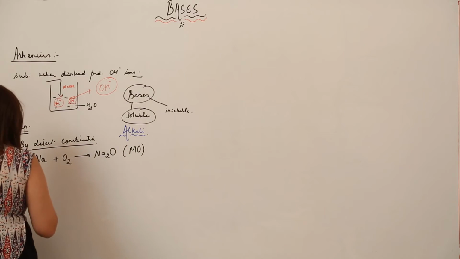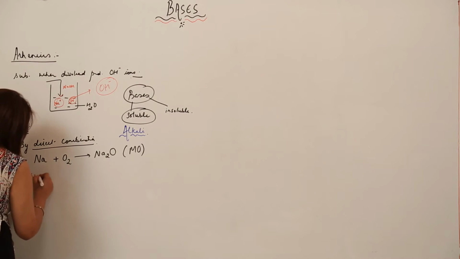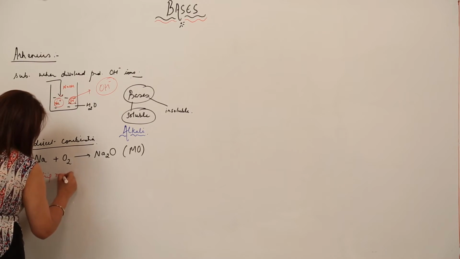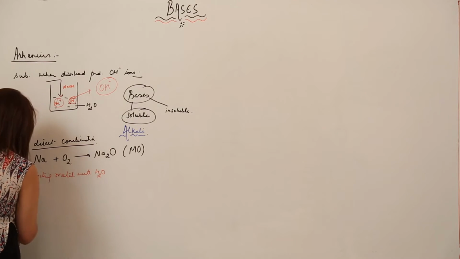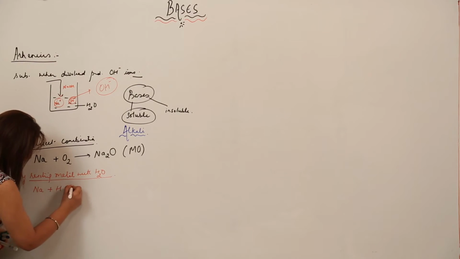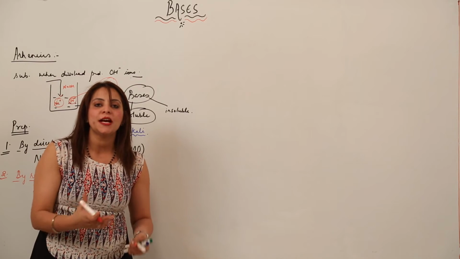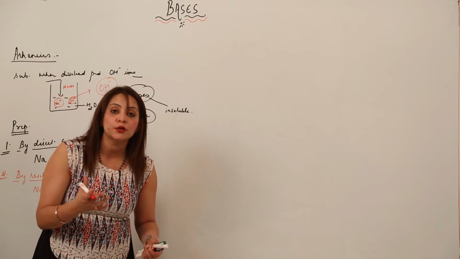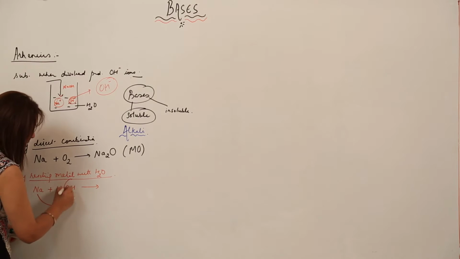Another method is by reacting metal with water. Suppose I have a metal, again sodium, and I am reacting it with water. We know when a metal reacts with water, it combines with the hydroxide ion. So this is what it is doing here. Na is combining with the hydroxide ions.